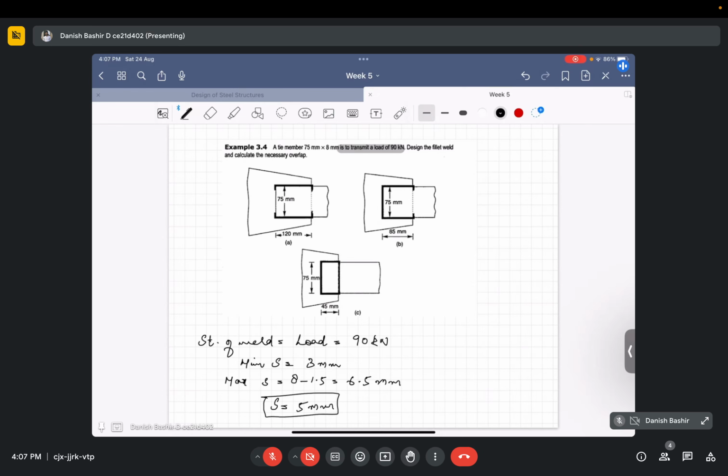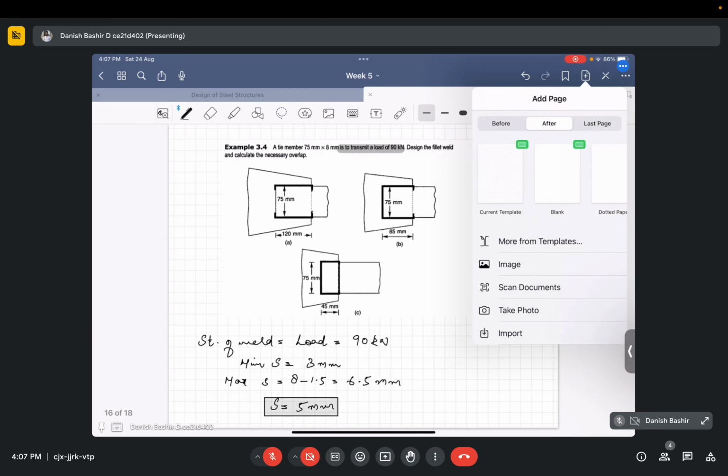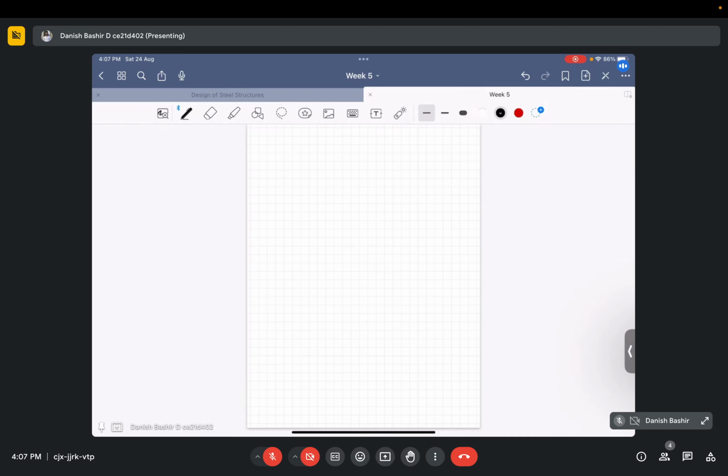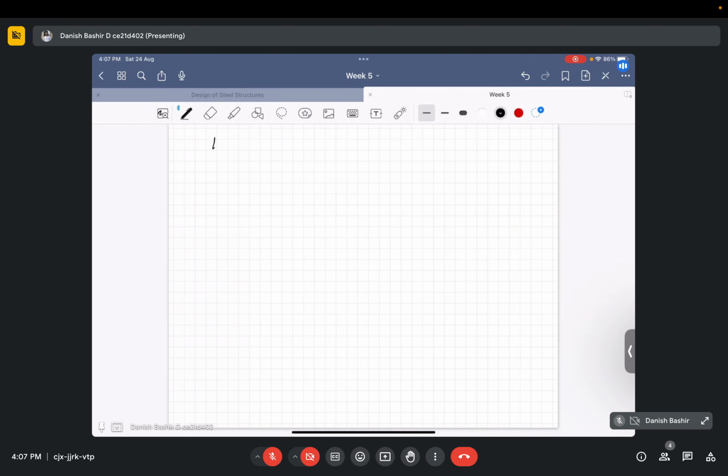So let us assume a size of 5 mm, and let us assume the constant K to be equal to 0.7 for an angle of fusion of 45 degrees. So the effective throat thickness comes out to be K times s, which is 0.7 times 5, equal to 3.5 mm.